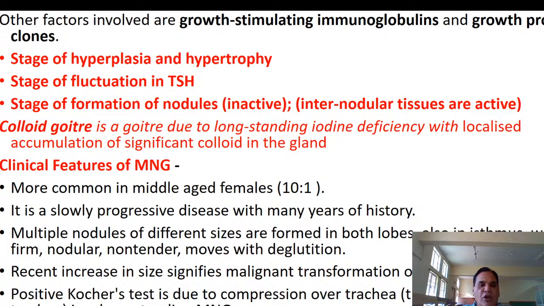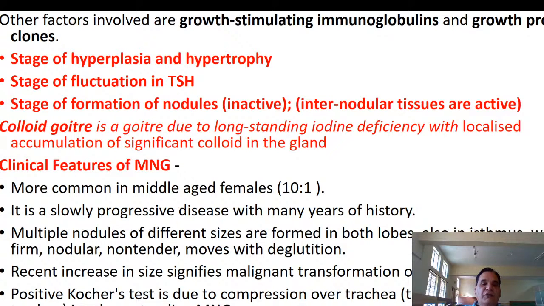So why does multinodular goiter occur? Because of a churning. There are different stages. Internodular tissues are very active. First stage is hyperplasia and hypertrophy. Most important is fluctuations in TSH level, which is a major cause for multinodular goiter. In the stage of nodule formation, they are inactive. And colloid goiter is goiter due to long-standing iodine deficiency with localized accumulation of significant colloid in the gland. Okay, so this is regarding multinodular goiter.